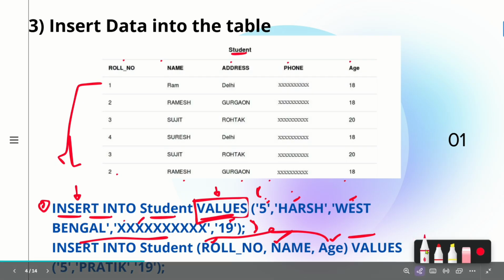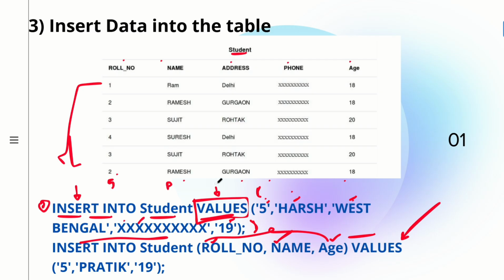But for the second query, you have only 3 data, you want to insert only 3 data. If you just write simply, without writing the column names specifically, and give 3 data like 5, Pratik, 19, then what will happen? 5 will come here, Pratik will come here, and 19 will get stored in your address.